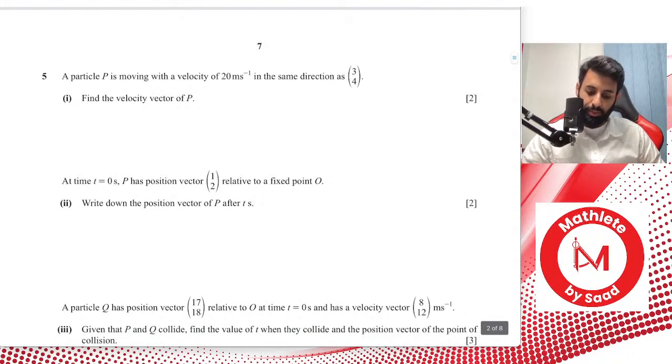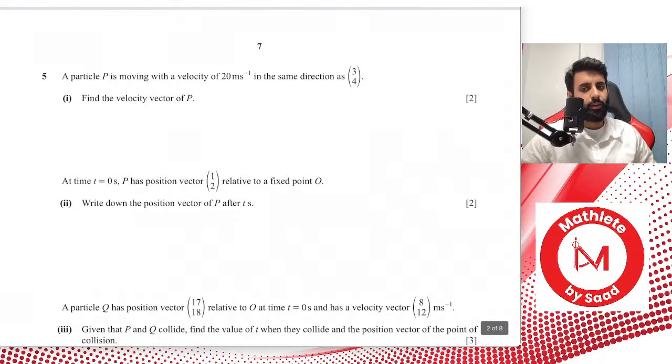It says a particle P is moving with a speed of 20 meters per second in the direction 3, 4. And what is it that you're asked to find? You're asked to find the velocity. So let's think about it: if we're given the speed, why exactly is the question asking us to find the velocity? What's the difference between speed and velocity?